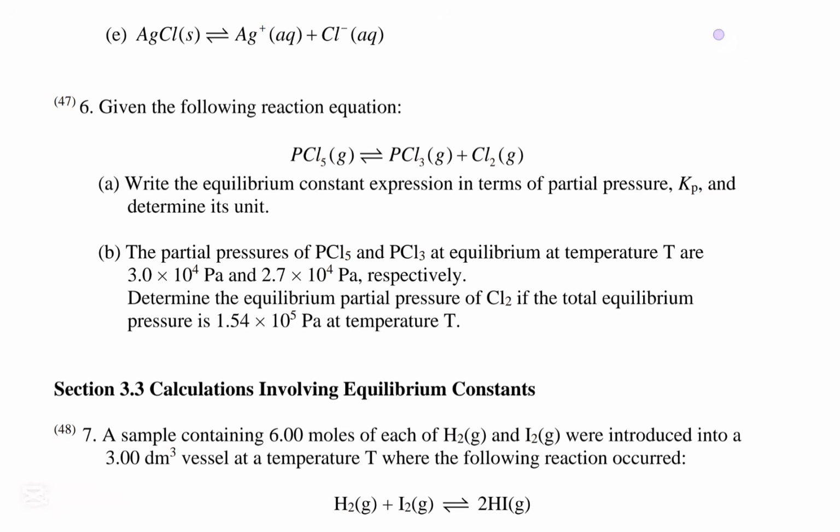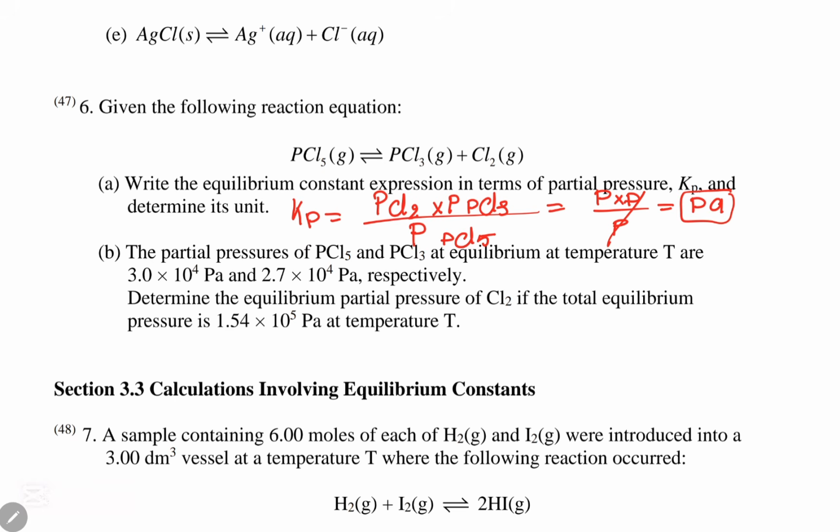What does it say? It's saying, write the equilibrium constant expression in terms of partial pressure and determine its units. So Kp would be equal to the partial pressure of Cl2, right? To the power of the coefficient, which is 1, times the partial pressure of PCl3, to the power of its coefficient, which is 1, divided by the partial pressure of PCl5. Now they want its unit. So imagine this is pressure times pressure over pressure. Pressure and pressure cancel. So what's the unit of pressure? It's Pascal. When you're dealing with chapter 3, the unit of pressure is Pascal and not atmospheres. Please pay attention. Now let's move on to part B.